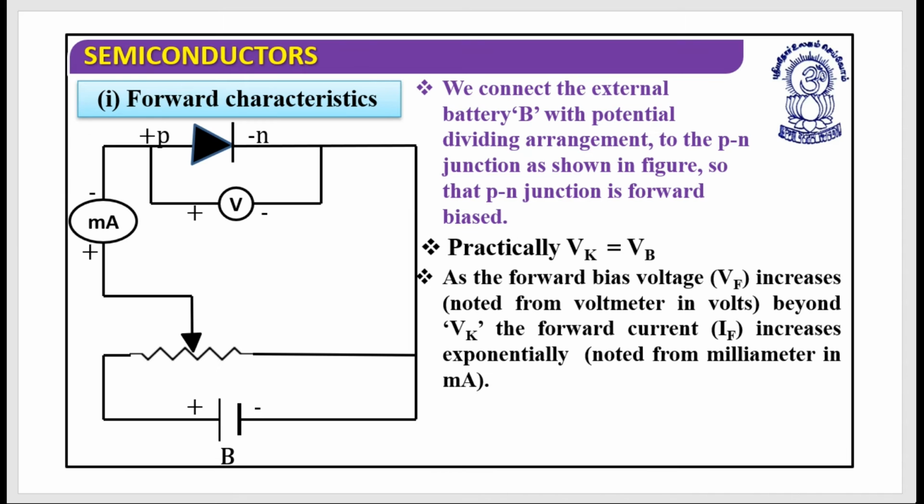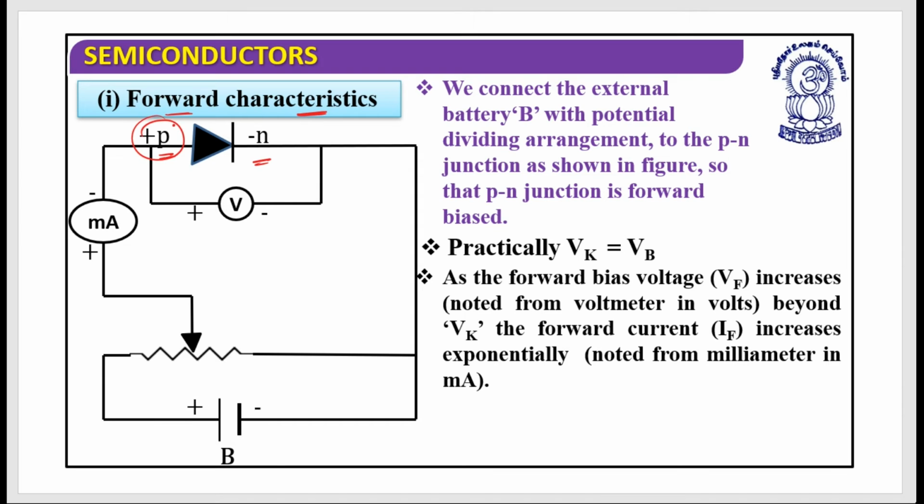So first, if I try to plot the forward bias characteristics of a PN junction diode, this should be the circuit connection: this is the diode, and this PN junction diode has been connected for forward biasing.